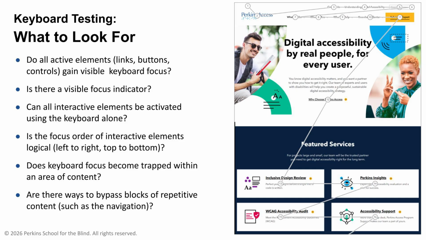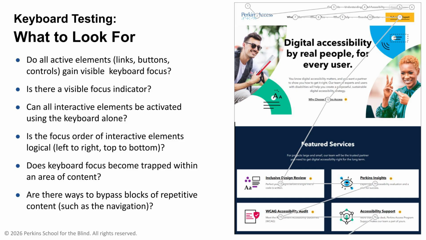As you continue tabbing through the page, ask yourself, does every interactive element receive focus? You should be able to reach every link, every button, every form field. If there's a custom control, say a drop-down menu built with JavaScript, can you interact with it using only the keyboard? Next, consider the focus order.